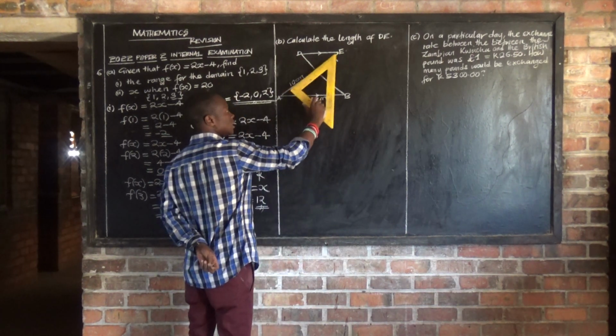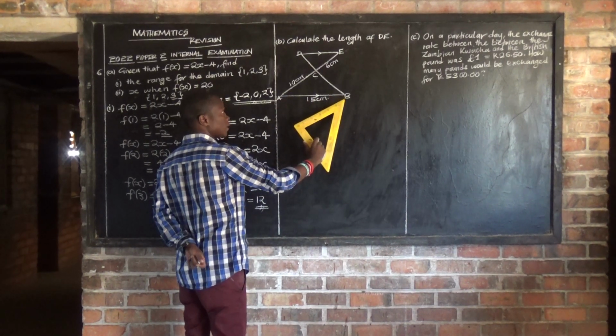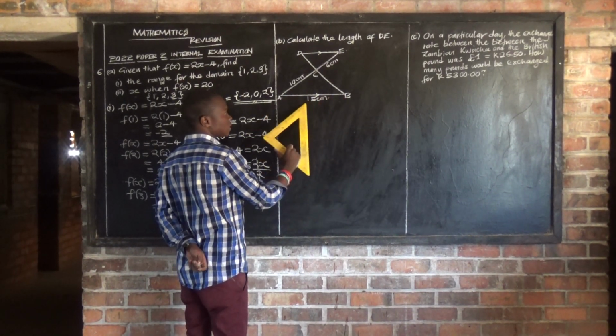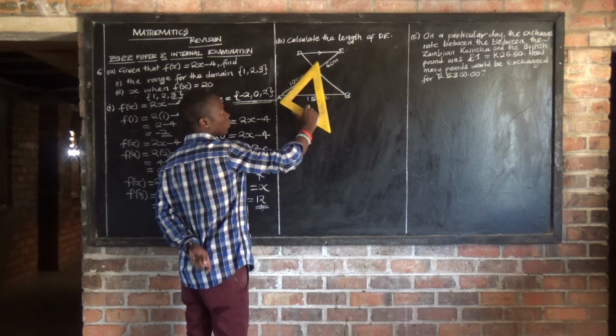Then DE is parallel to AB. These two are parallel. Then we are told from A to B it's 15 centimeters. From A to C it's 10. Then from C to E it's what? 6. We want this one.